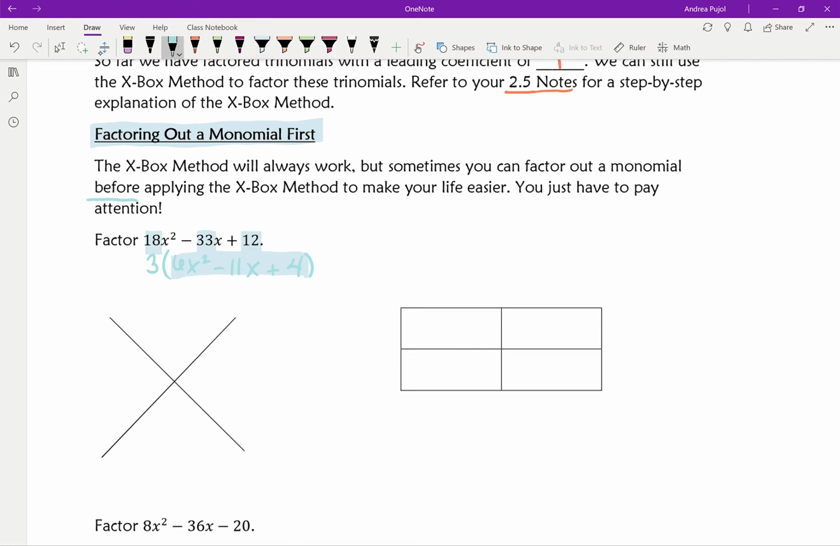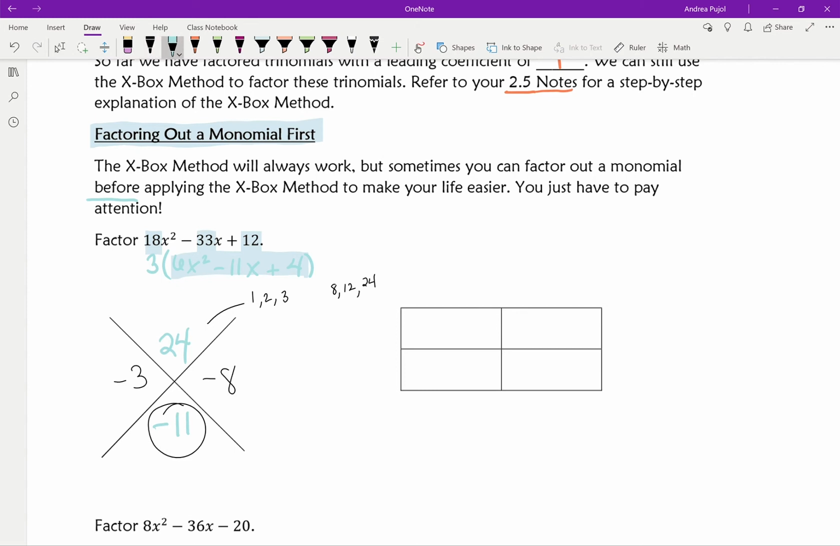Like I said, in the top of the X, we're going to put a times c. So a times c is 6 times 4 in this case, which is 24, and my b term is negative 11. So I have to think of two numbers that would multiply to give me 24, but add to give me negative 11. If I think about the factors of 24, we have 1 and 24, those wouldn't work. We have 2 and 12, those wouldn't work. We have 3 and 8, and those do work, but because I have to add to give me negative 11, I'm going to use negative 3 and negative 8 for my factors.